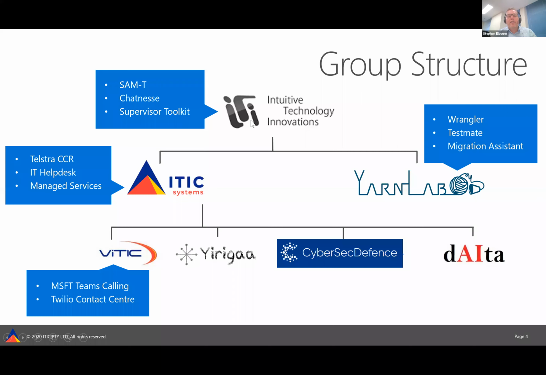So the group structure: ITIC is just one of many companies that all sit together. The parent company is ITI, which was a software company that I originally founded with a friend of mine back in 2014. ITI then spun off a company, which was Yarn Labs. These two companies are purely software companies and do products that we've sold into Telstra as well as Cisco, as well as other global telcos like British Telecom.